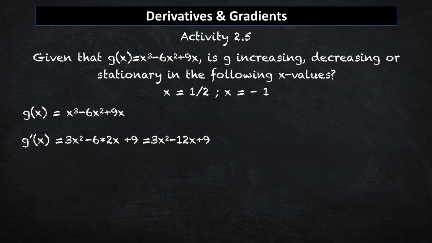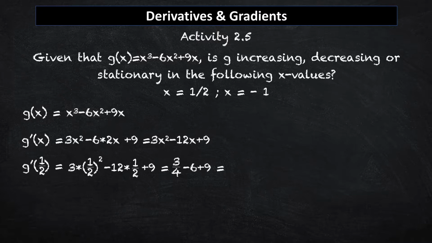Now we compute the derivative of the function g in the point x equals 1/2. And so we substitute to all the x's in the derivative the value 1/2. And so this function becomes equal to 3/4 minus 6 plus 9, which is 3/4 plus 3, and this is equal to (3 plus 12) divided by 4, or equal to 15/4. And this is the value of the derivative in the point x equal to 1/2.